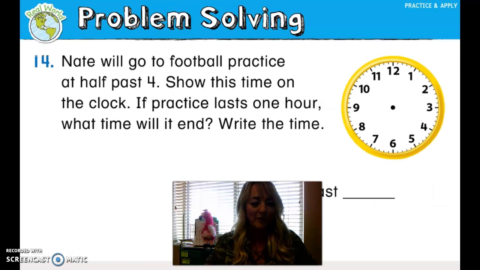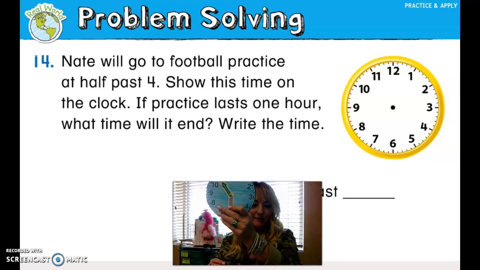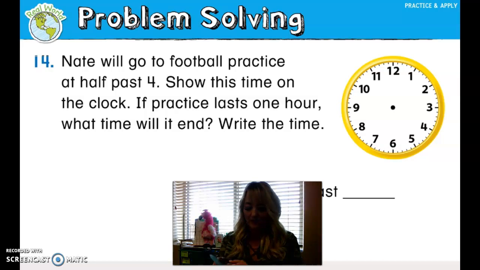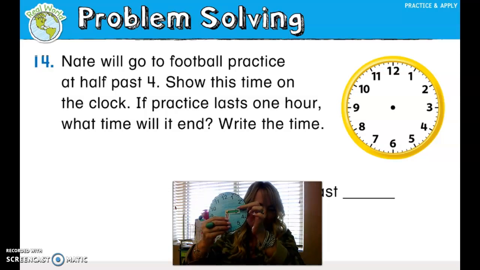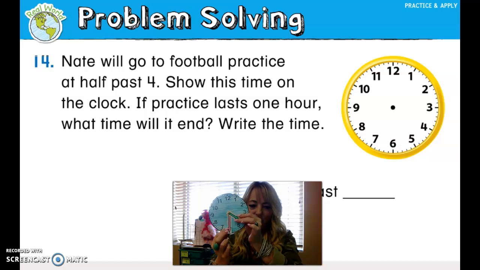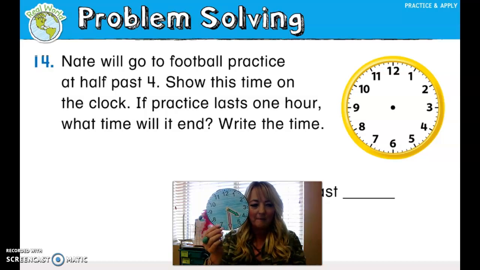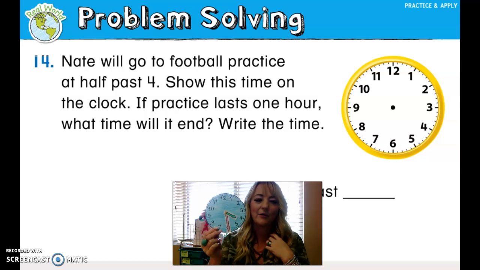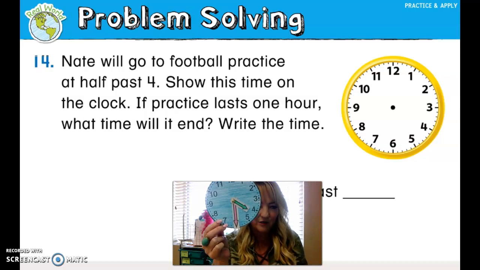Nate will go to football practice at 4:30. Show this time on the clock. So let's show it first on this one. 4:30. So we're going to go halfway past 4, and our minute hand is going to go straight down to the 6. So, Nate will go to football practice at 4:30. Show this time on the clock.